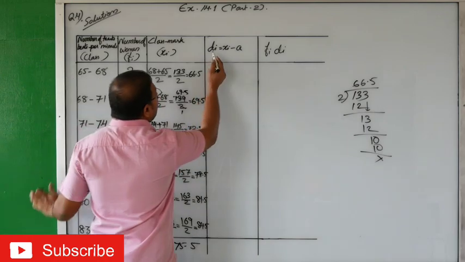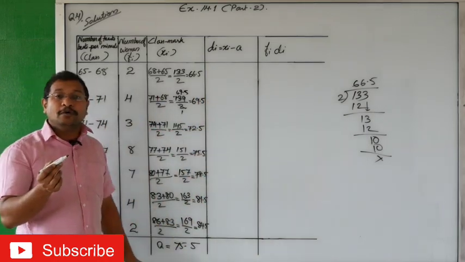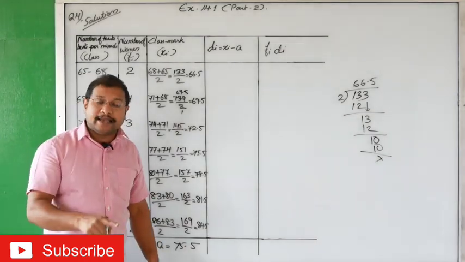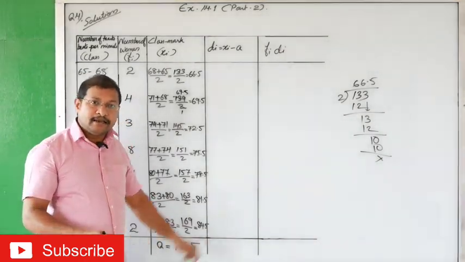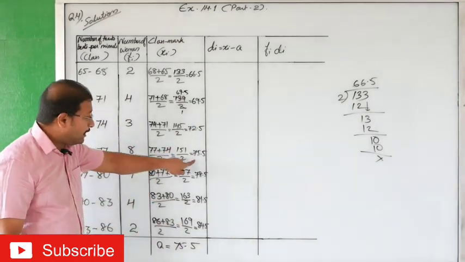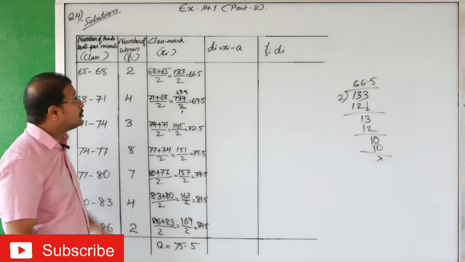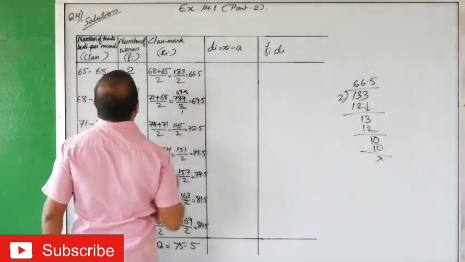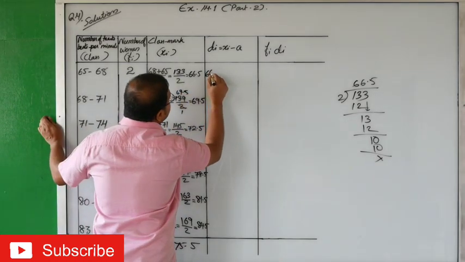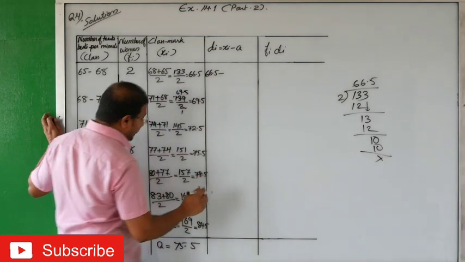Now we will go for Di because we are going to use the assumed mean method. That means we will find Di. What is the value of Di? Di equals Xi minus A. In this question, A is 75.5. So what will we do in the first step? Xi minus A. What is Xi here? 66.5 minus A.